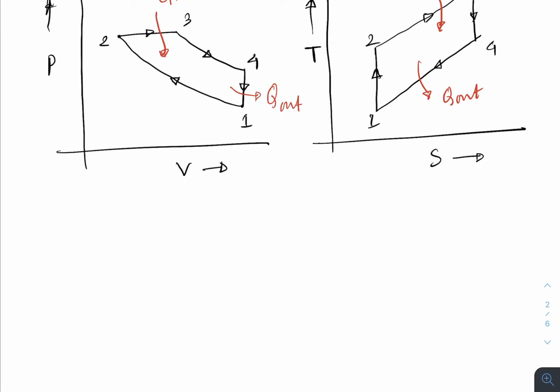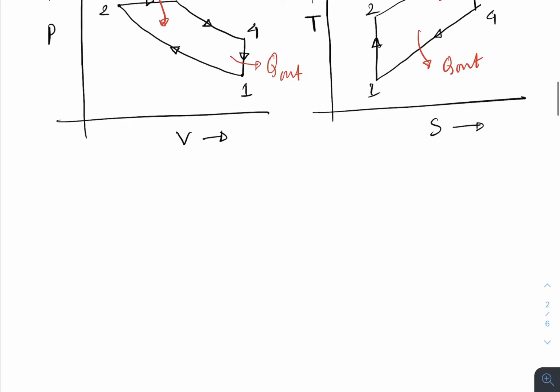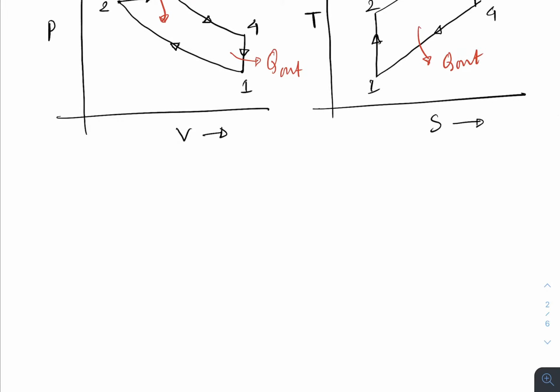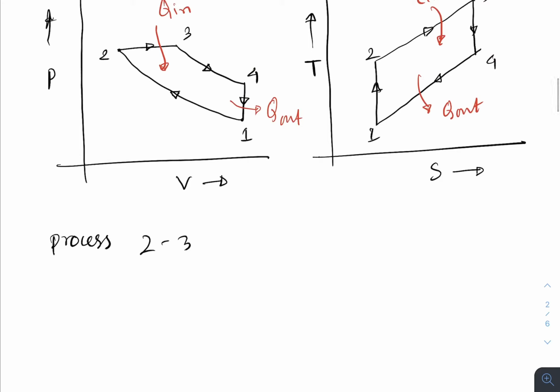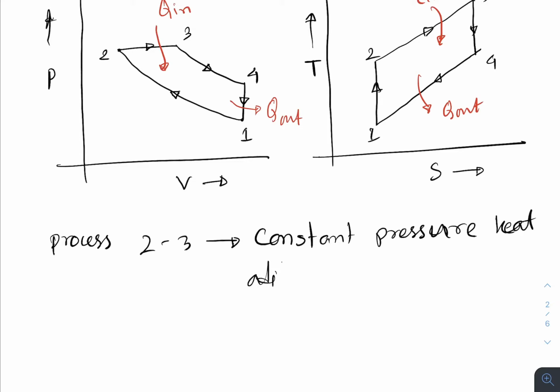So now if we write the energy balance equation, right, for this ideal diesel cycle, then for process 2 to 3, basically this one, it's the constant pressure heat addition, right?